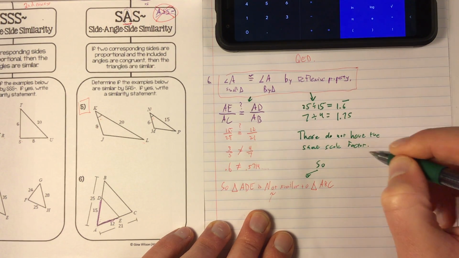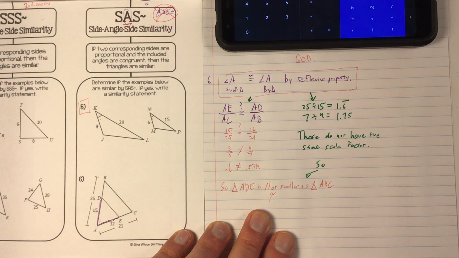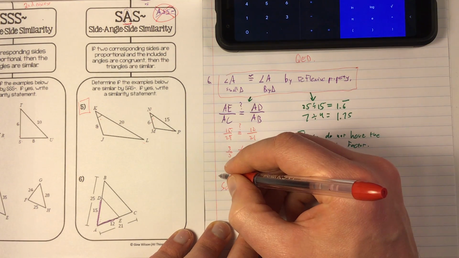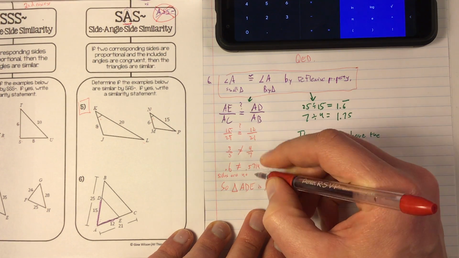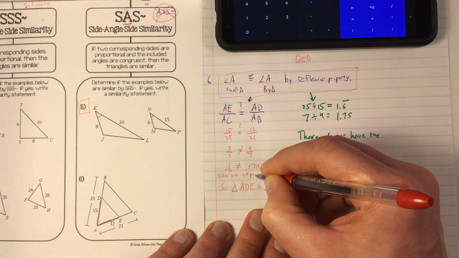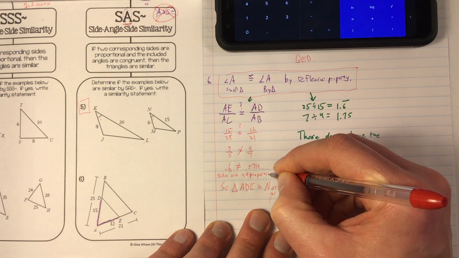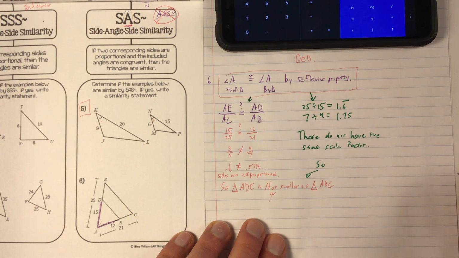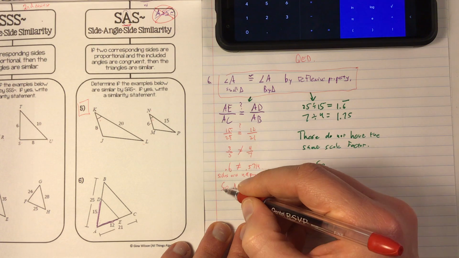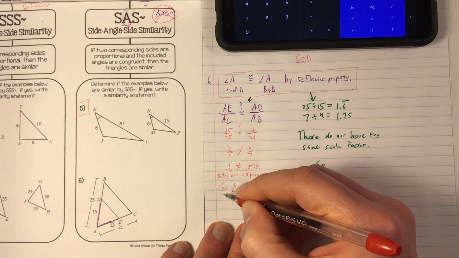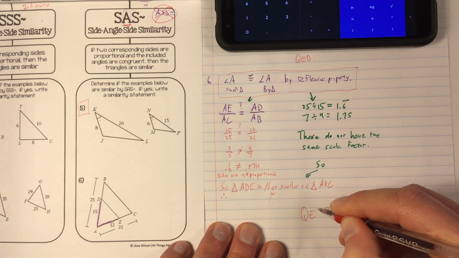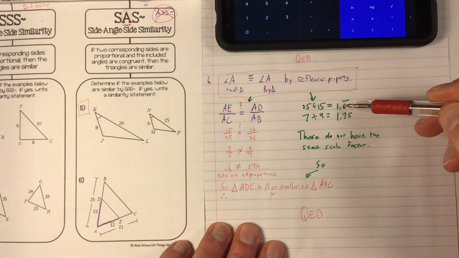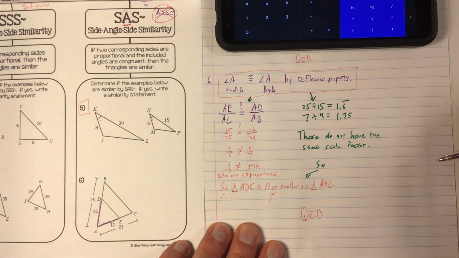So, I guess down here I probably should have put the sides are not proportional. And again, if you don't want to use the word so, you can put therefore, but you can put it 3 dots. They don't have the same scale factor. Triangles are not similar. All right.